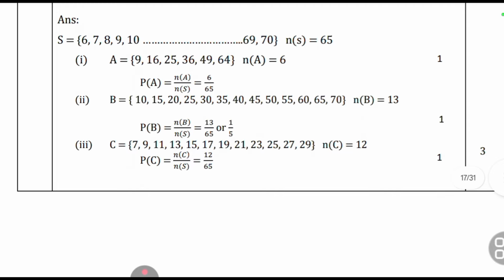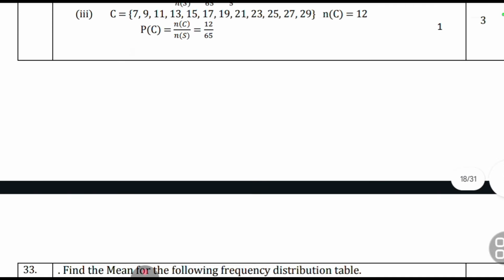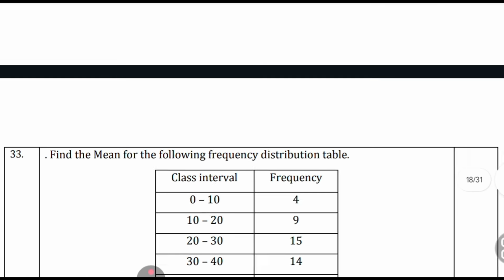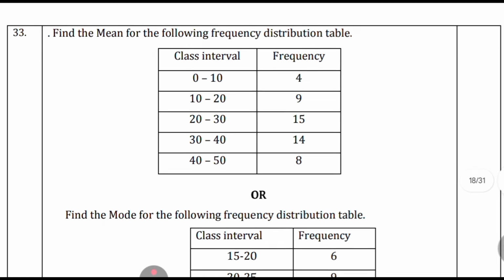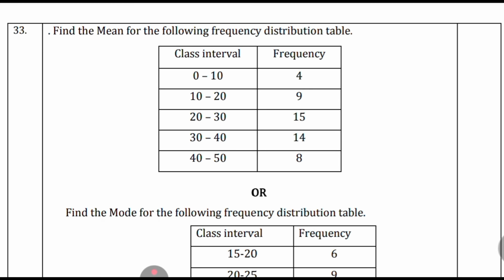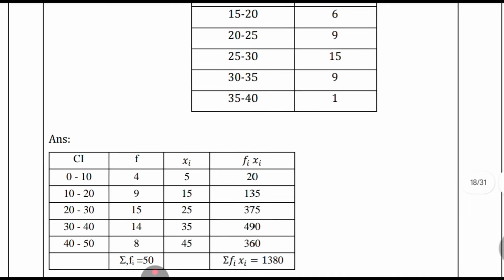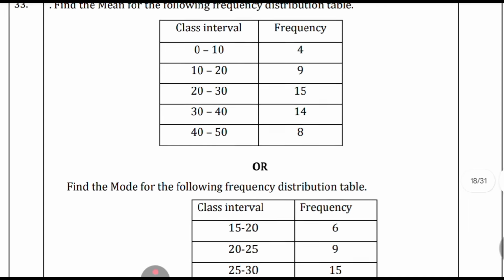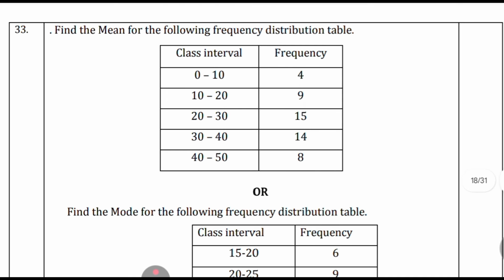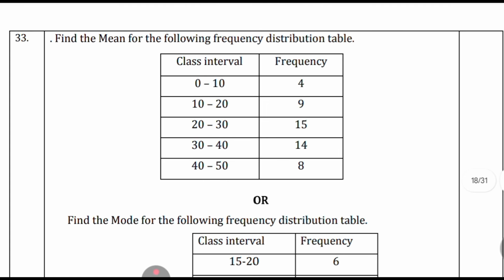Answer, here it is the answer. So you can see it for all the three questions. And here is the 33rd question: find the mean for the following frequency distribution provided in this table, and find the mode of the following frequency distribution table. So the answer for the first distribution table, you should find the mean.